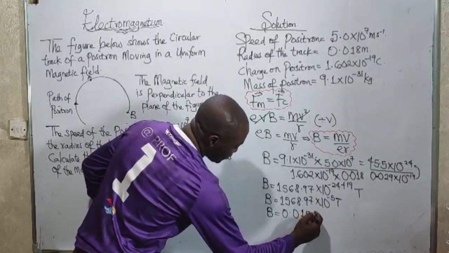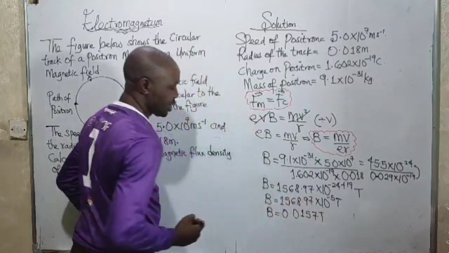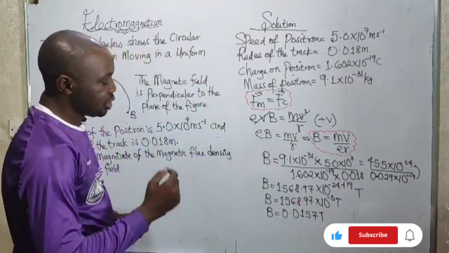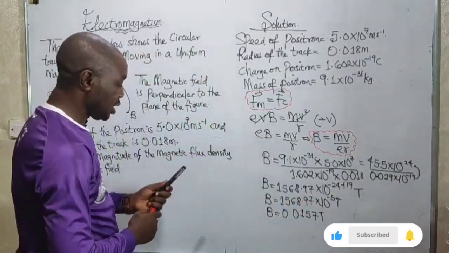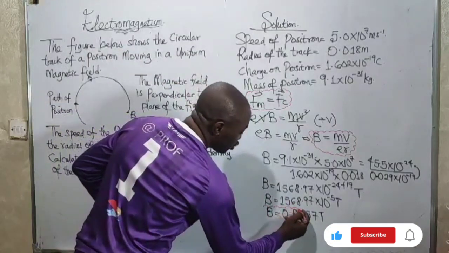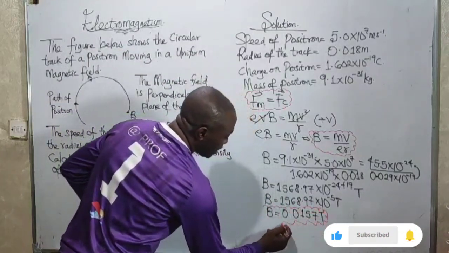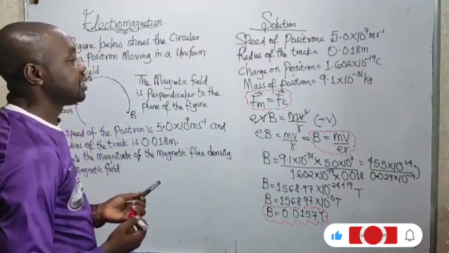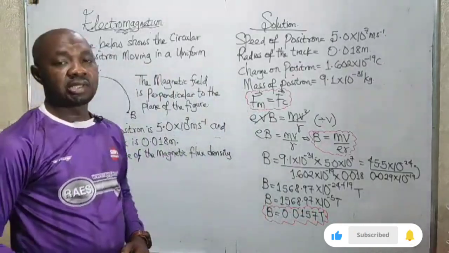So the value of B, approximated, is 0.0157 Tesla. And this is the magnitude of the magnetic flux density of the magnetic field. That's the answer. Thank you.